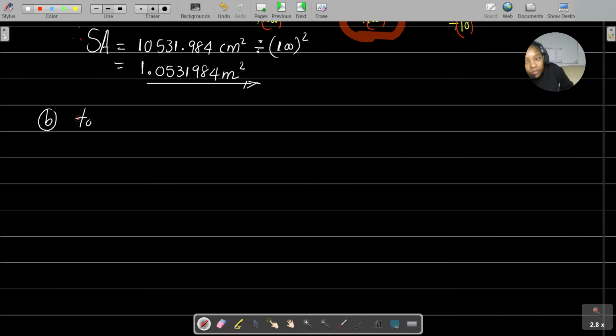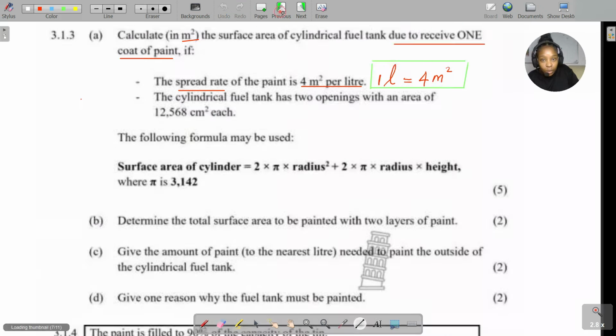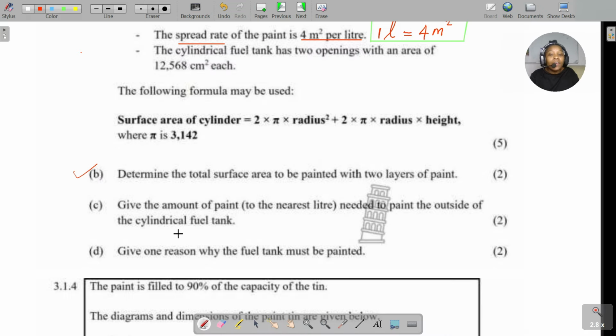If we had to paint this cylindrical tank with 2 layers of paint, then the total surface area to be painted would be this 1.0531984 meters squared multiplied by 2. If you multiply that by 2, we get 2.10636968 meters squared. So that's the total area that we would paint if you painted once and painted again.